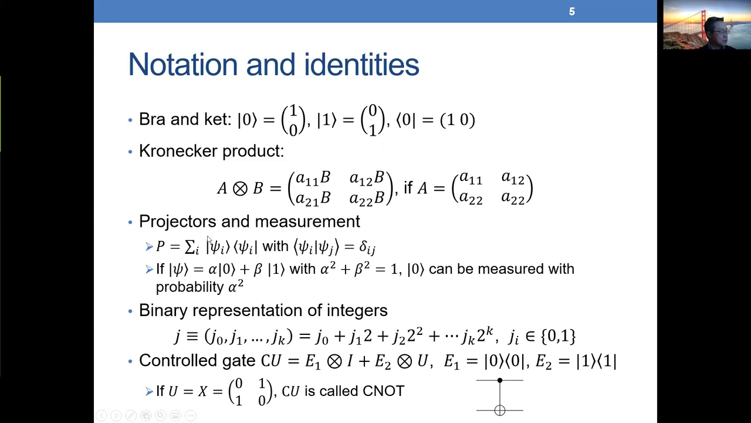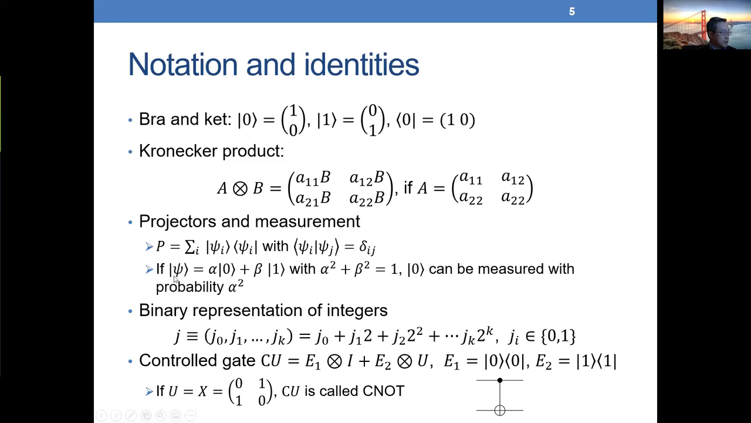Then projectors, we'll be using projectors a lot later. A projector, typically here we talk about an orthogonal projector, is essentially a low rank matrix. So basically you can think of this as psi i as a column vector times psi i transpose, where psi i is normalized to have norm 1, and all psi i, psi j are orthogonal to each other.